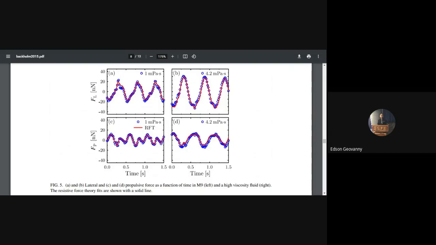And the conclusion: the micropipette technique was used to probe the swimming of C. elegans with different viscosities, and the worm modulates its gait to increase propulsion without modifying its energy spent. Thanks.